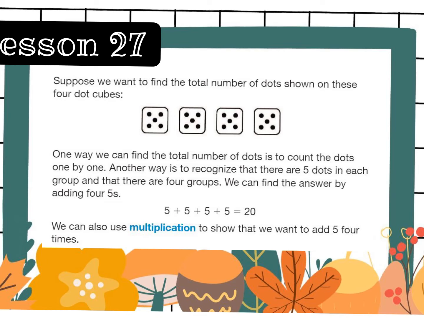What number do you see on each of those dot cubes? 5. One way we can find the total number of dots is to count the dots one by one. Is that the most efficient way, do you think? No. Another way is to recognize that there are 5 dots in each group and that there are 4 groups. So we can do 5 plus 5 plus 5 plus 5, which gives me 20. So 5, 10, 15, 20.